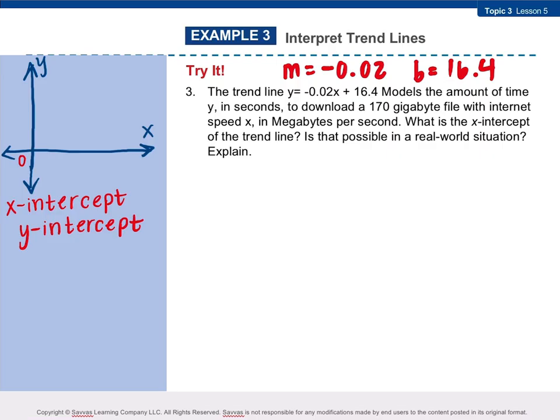Whoa. Okay, I don't know a whole lot about computers, but they're telling me 2 things. So the amount of time to download is y. So the time to download this file in seconds. And internet speed is x. So that I think will be important. x is internet speed.